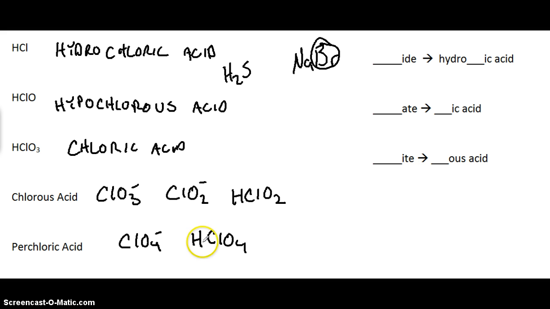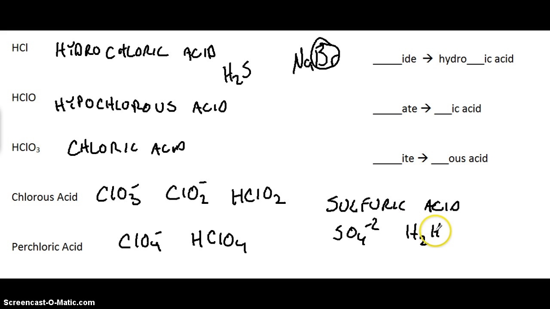Now let me give you an example where you'd have more than one H. If I had sulfuric acid, okay, that is going to be based on the sulfate ion, which is SO4. That has a -2 charge, so that means I'm going to need two H's. So that's going to be H2SO4. And again, the two H's are coming from the fact that this has a -2 charge.